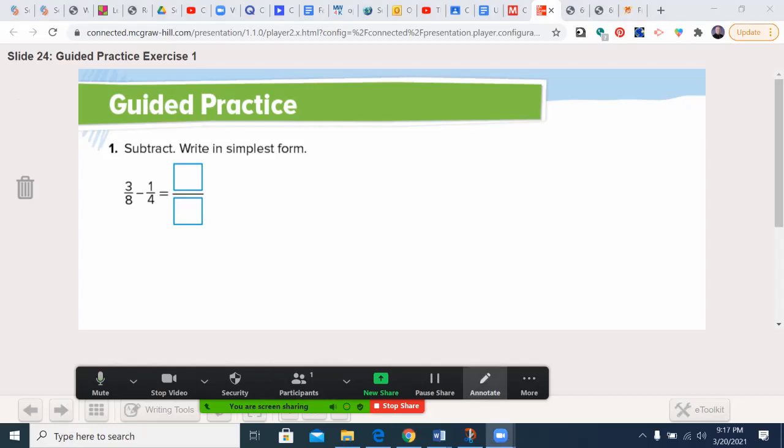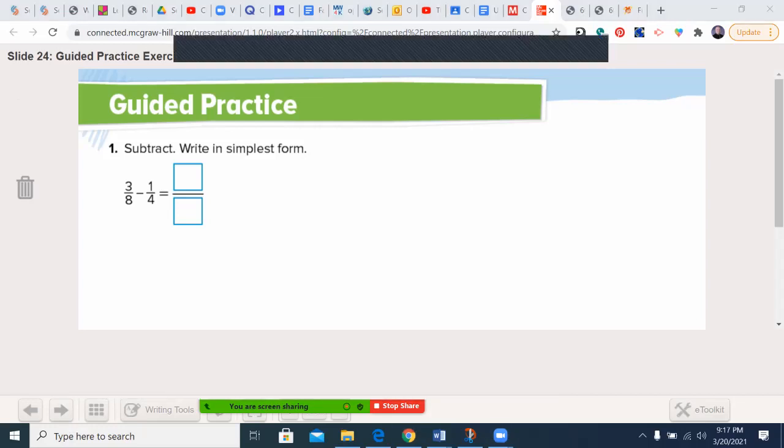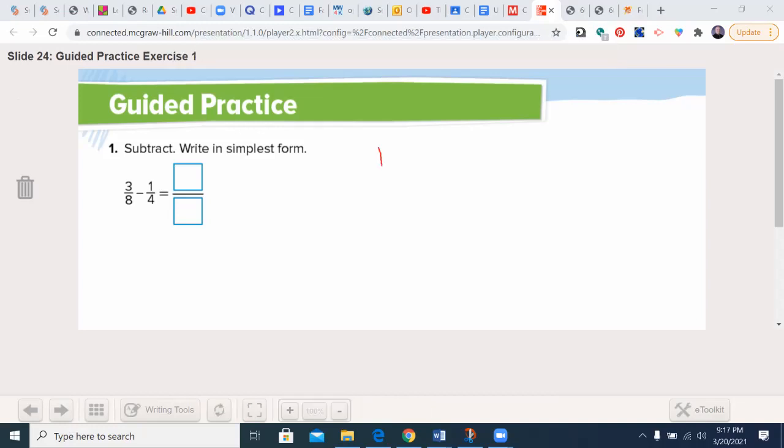Welcome back. Let's do this one together. I need the least common multiple of 4 and 8. I already know what this is going to be, but 4 times 1, 4 times 2. Notice we already have an 8, so we're going to go with 8s. I already have the 3 8s right here. Now how many times will 4 go into 8? Twice. So 4 times 2 is 8, 1 times 2 is 2. 3 8s minus 2 8s is 1/8.